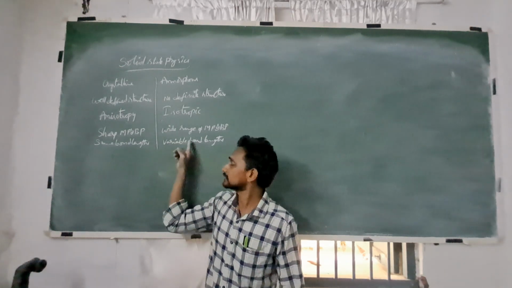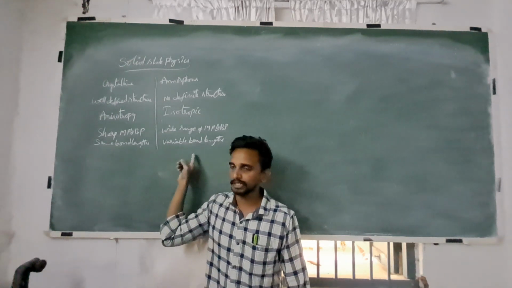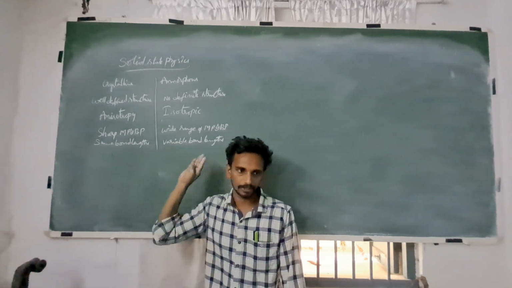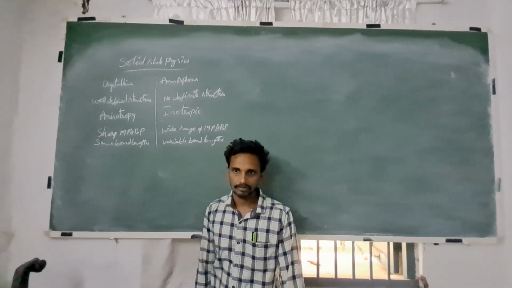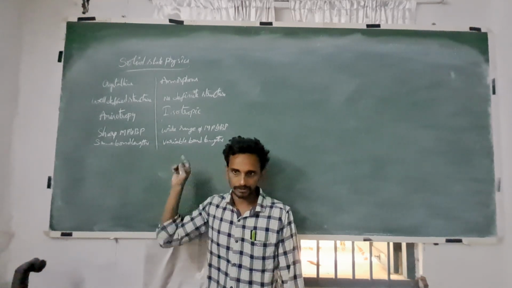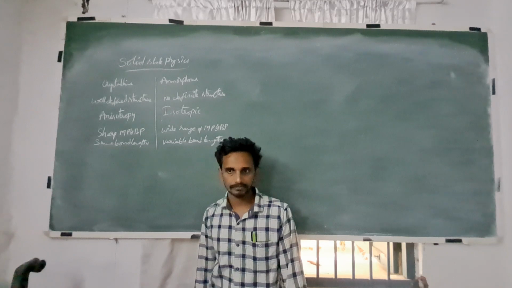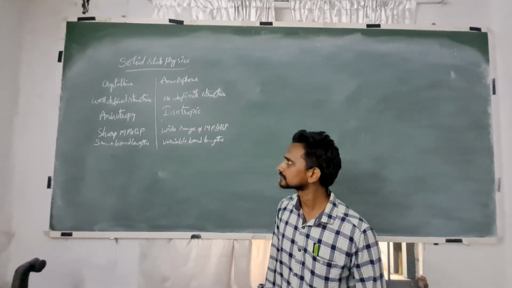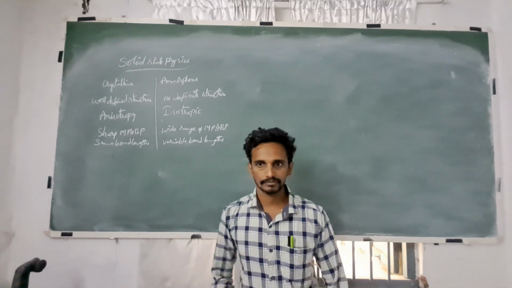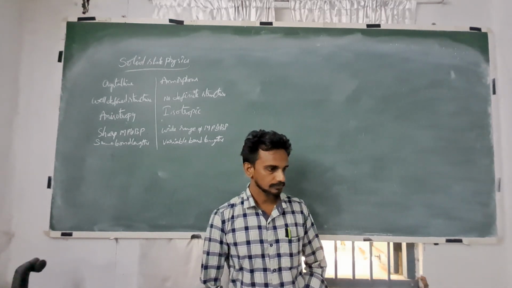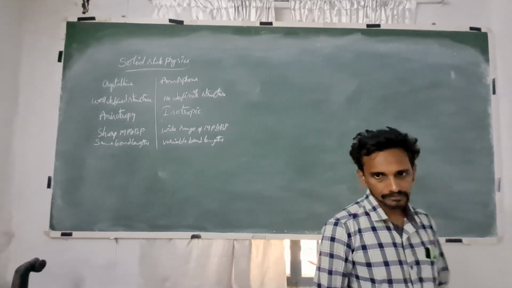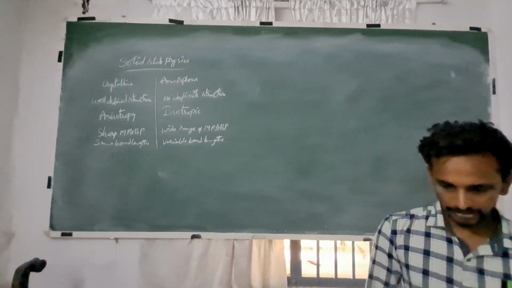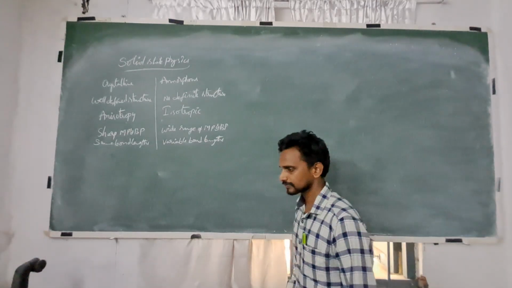Here some bonds may break at 90, some bonds may break at 85, some bonds may break at 95, 100. So the entire material may not melt at a fixed temperature. That is the basic difference between crystalline and amorphous materials.